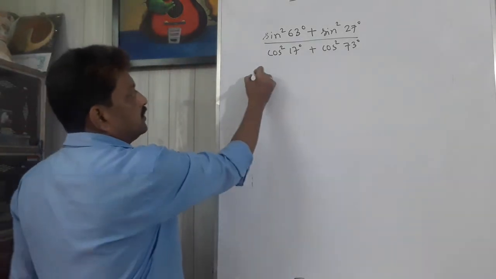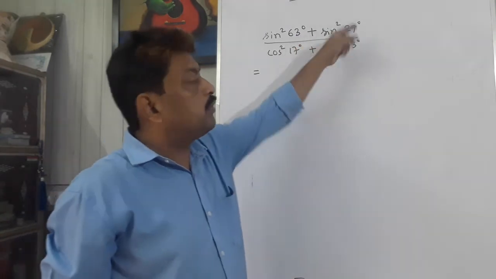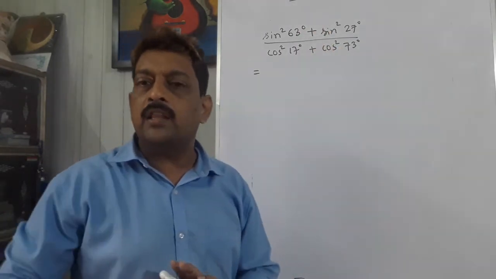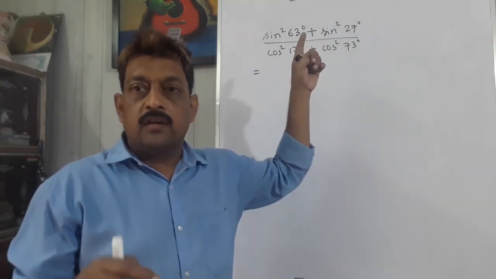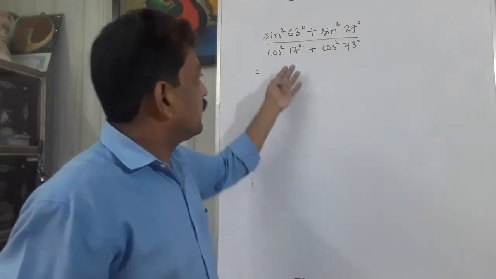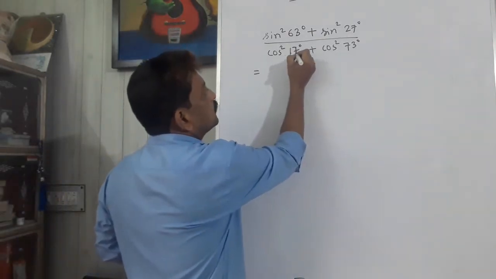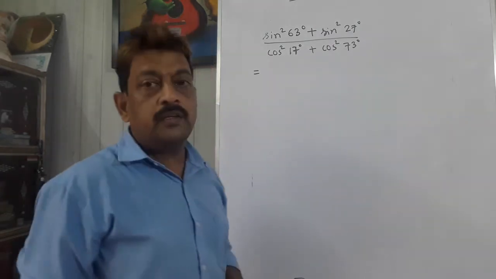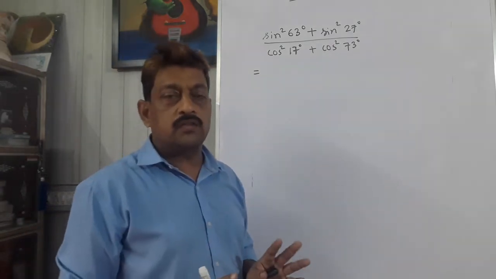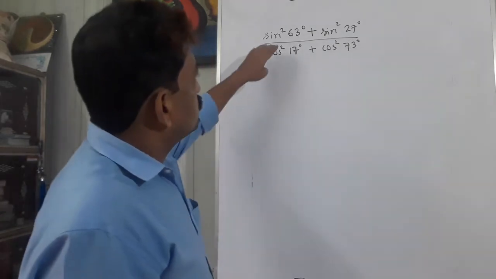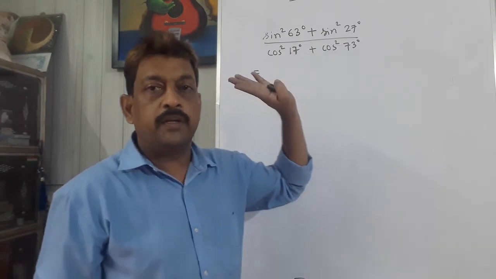Now as you can see, it is 63 degrees and 27 degrees. If you add them, you will get 90 degrees. Means it is a case of complementary angles. Here also in the denominator 17 degrees and 73 degrees. If you add them, you will get 90 degrees. Means this is also a case of complementary angles. So first of all, we will use the rule followed in complementary angles.